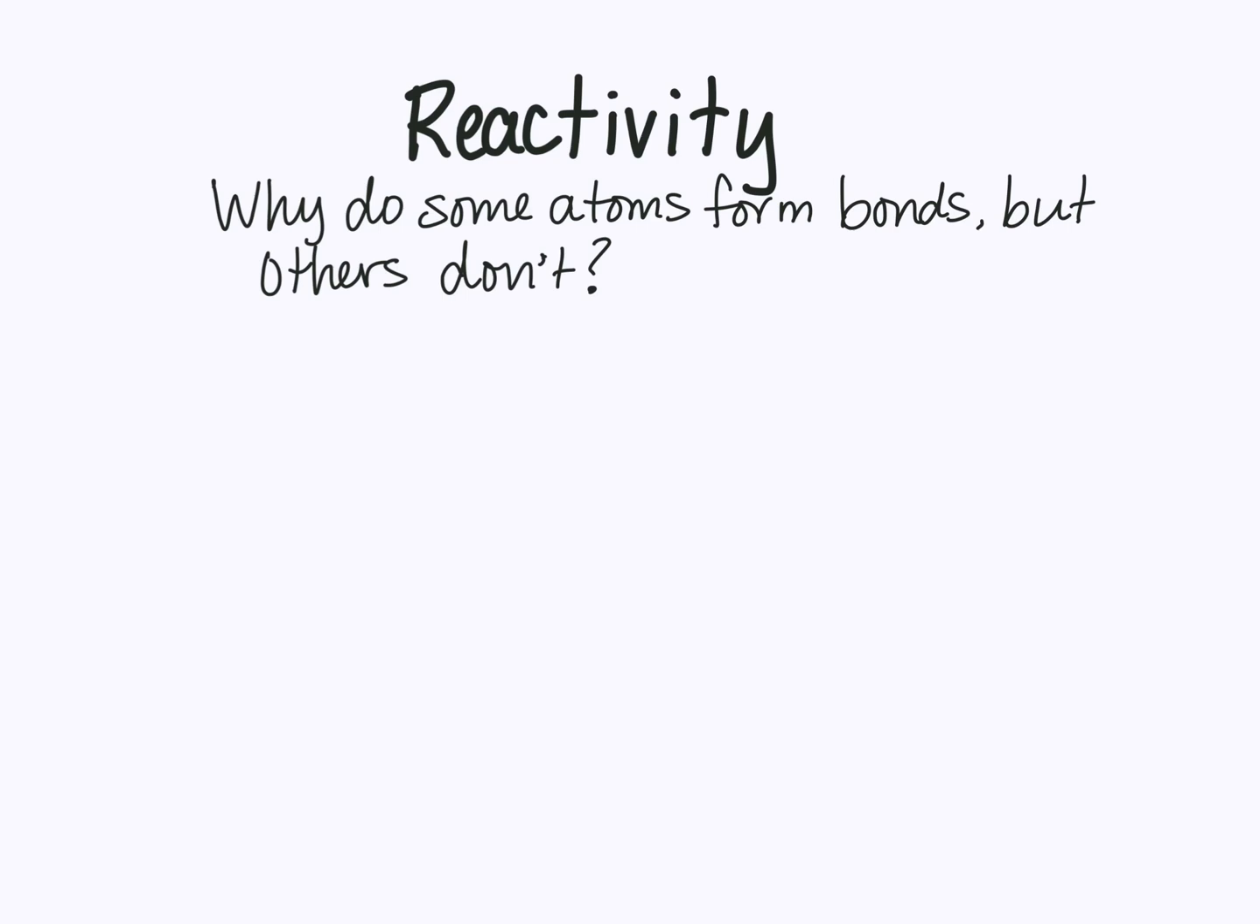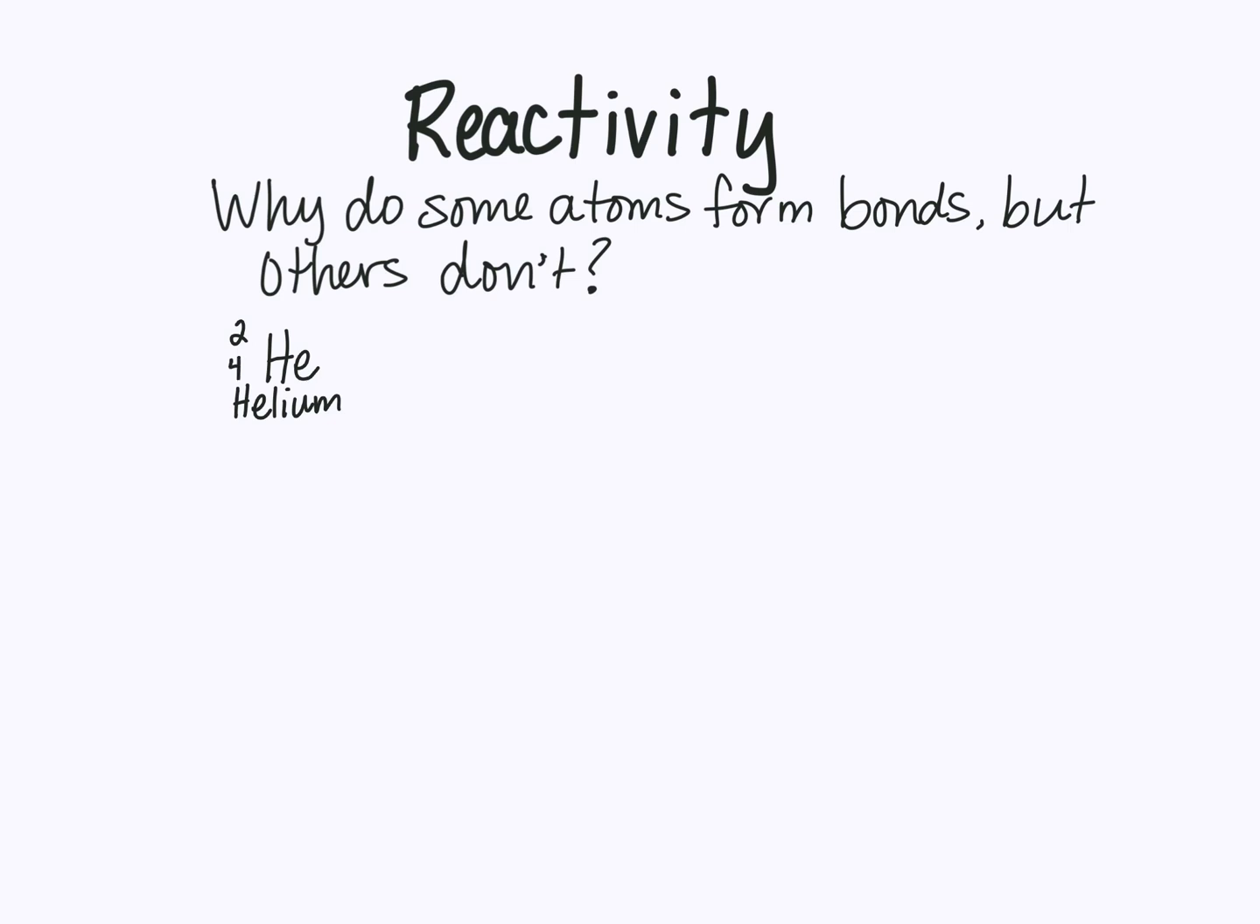Some atoms are more likely to form chemical bonds than other atoms. And the reason why has to do with those electrons. So let's take a look at some examples of atoms that do not react with other atoms and atoms that do form bonds with other atoms. So first let's take a look at helium. If we were to look up helium on the periodic table, we would find that it has an atomic number of 2 and an atomic mass number of 4.